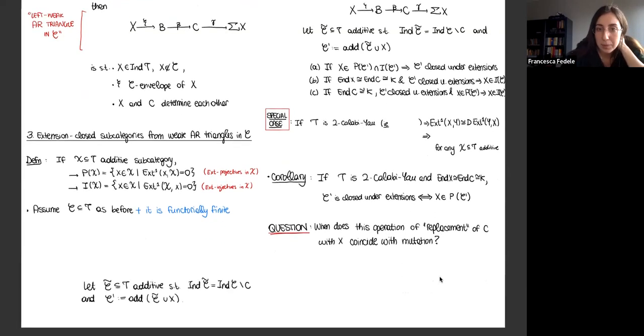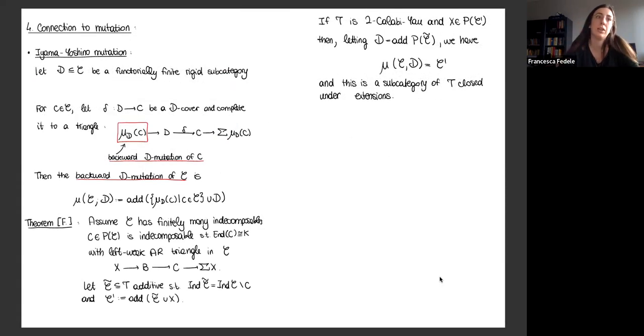So yeah, let's recall briefly what Iyama-Yoshino mutation is. So if you start with a functorially finite rigid subcategory D of your C, and rigid means that Hom(D, ΣD) is equal to 0, so there is no Hom from an object in D to a shift of an object in D. Then if you take an object C in your category, you can take a D-cover of this C, because we assumed D to be functorially finite. So an approximation of your object C with some object in D, this is always possible to do. And then you can extend this to a triangle in your triangulated category.